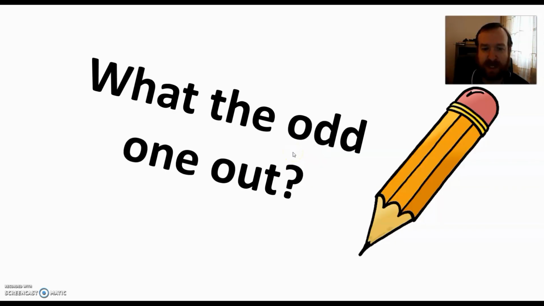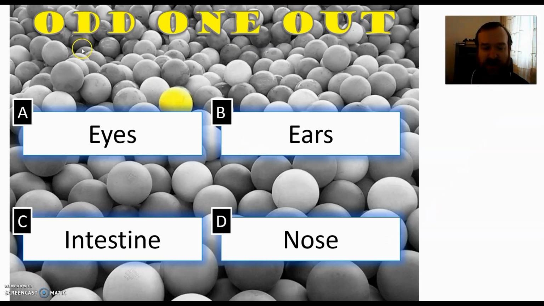Okay, now you need to tell me what is the odd one out. So write down the letter, and then I'll go through the answer. So first one, what's the odd one out? Eyes, ears, intestine, nose. I'd say the odd one out is C. Eyes, ears and nose are all sensory organs. They can detect their senses, whereas an intestine is part of the digestive system. It's different.